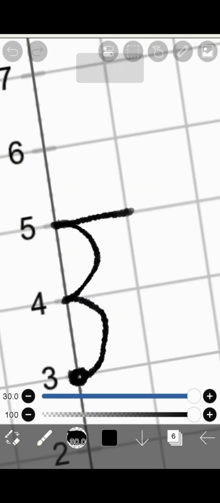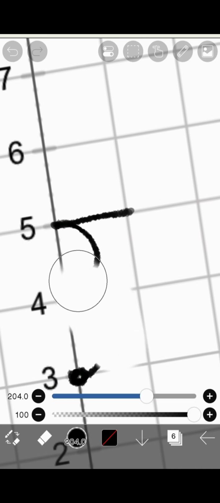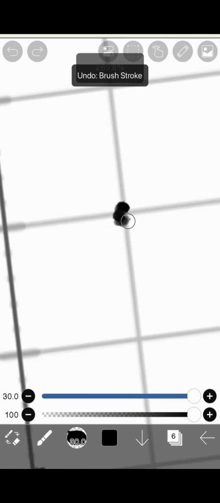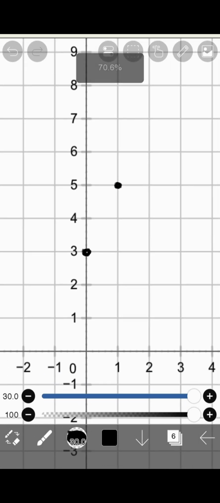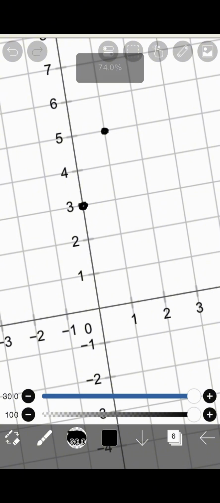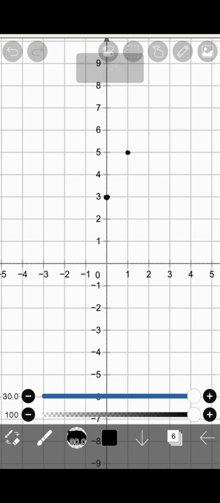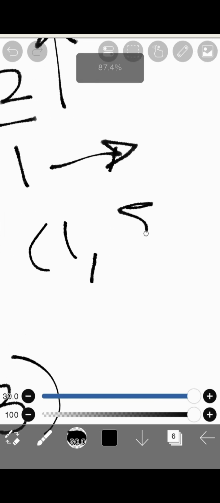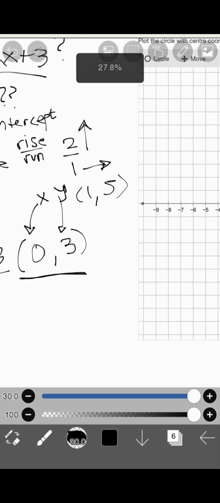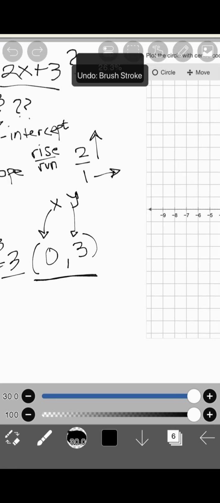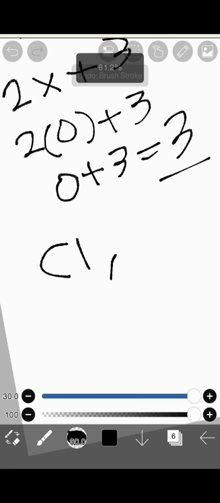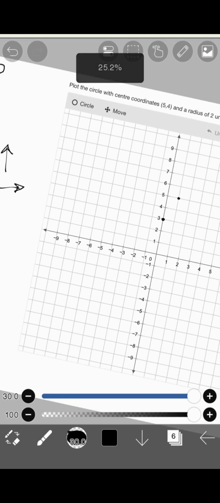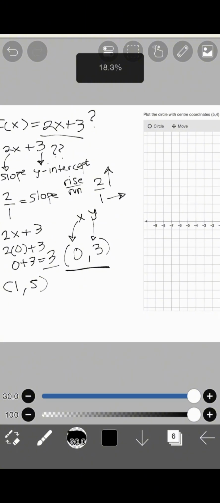So 1. Now let me just erase this. So here. Now what is this point? Our x is 1 and then our y is 5. So 1 and 5. I'll write it down so you can check later whether or not it has a constant rate of change. So we have 1 and 5.